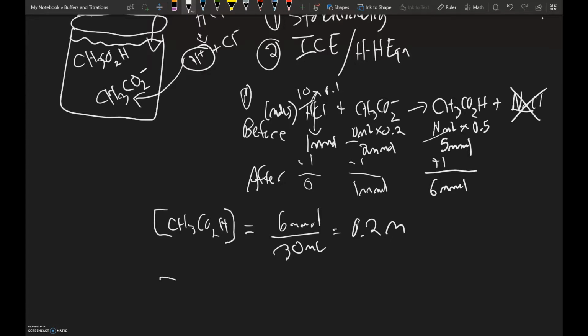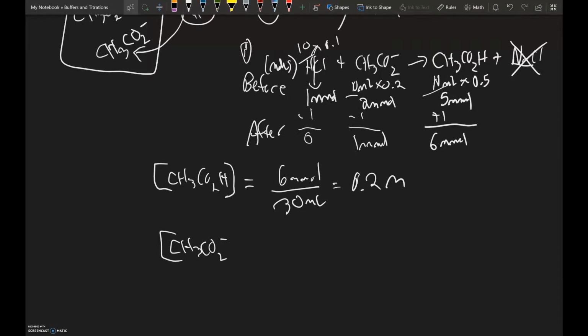Now for the acetate ion, we're going to do the same thing. We have to figure out the millimoles, which is 1 millimole. We're going to divide it by 30 milliliters. So 1 divided by 30 gives me 0.033 molar.